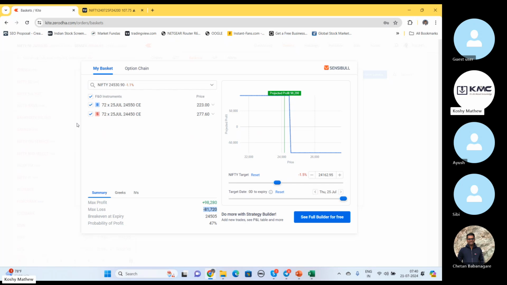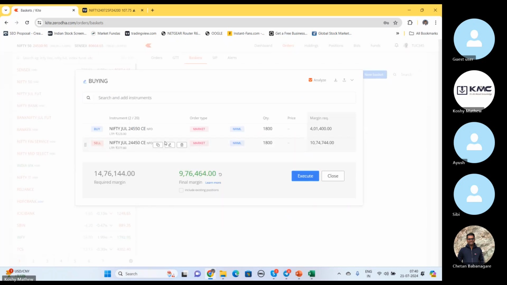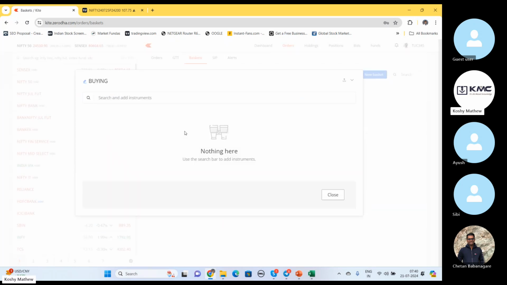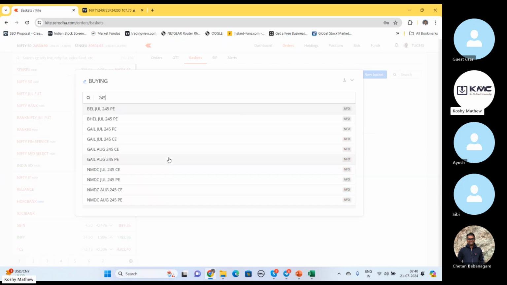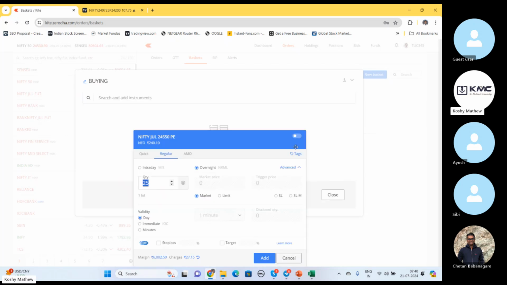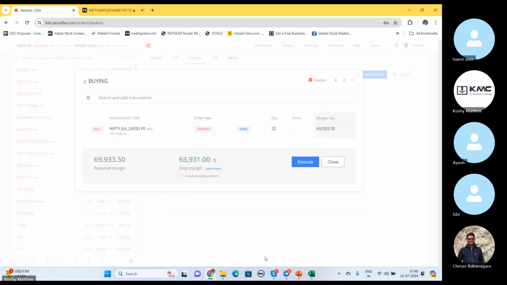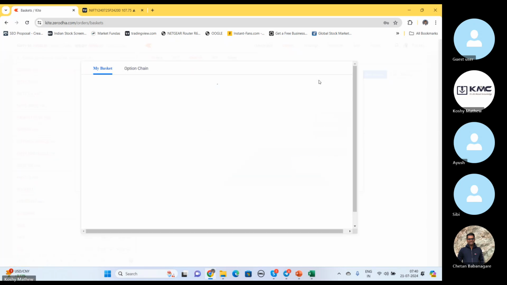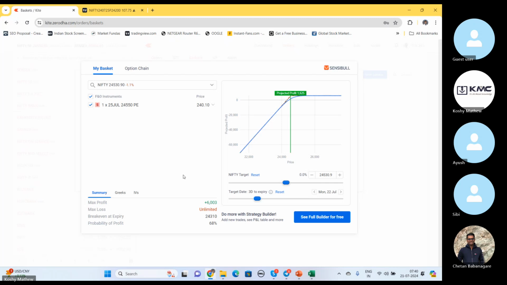Simple. In the same way, you buy a put also. You sell a put. Let me take 24,550. When you sell a put, you're expecting the market to go up. Okay. So maximum loss is unlimited because it's a naked call.